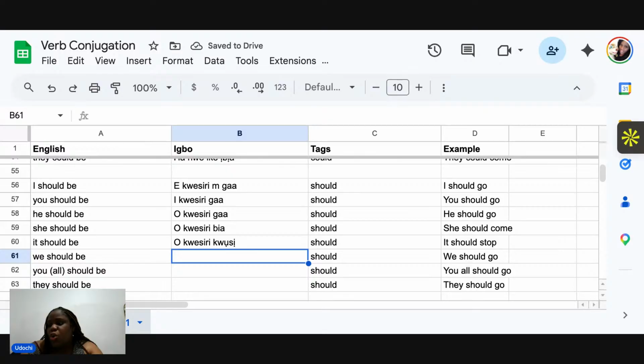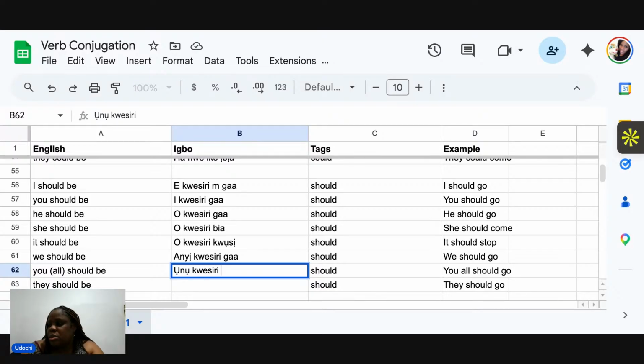We should go. Anyị kwesịrị ga. They should go. You all should go. Unu kwesịrị ga. They should go. Ha kwesịrị ga. Okay.